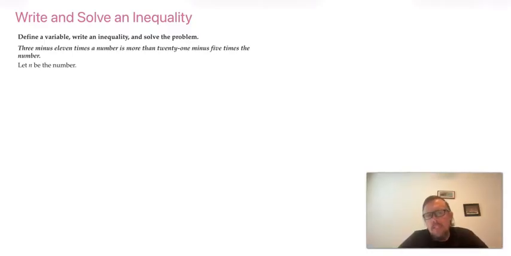This is a problem where we're going to take something that has been written in English, we're going to turn it into an inequality, and then we're going to solve the inequality. And of course, whenever we do this, our first step is to define the variable. So let's go ahead and read the sentence.